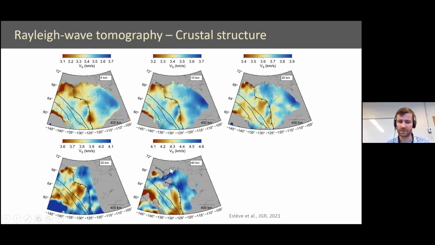At 40 kilometers depth, what we see is basically just a reflection of the MOHO topography. So regions that show high velocities, you're already in the upper mantle, while for the regions that show slower velocities, you're still in the crust, just above the MOHO.